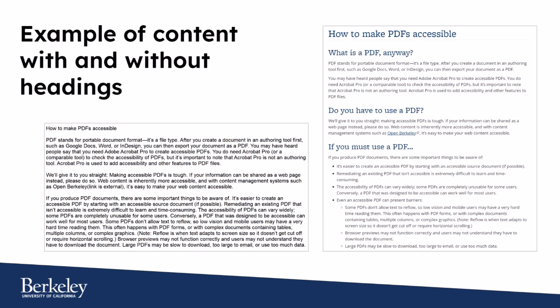Here are two examples of the same content which each describe PDF accessibility. On the left, we have a wall of text situation. The information is dense and users might have to read the entire thing to find the information they're looking for. Some users might just give up. On the right, the same content is broken up with meaningful headings that break up the information into digestible topics. This makes it easier for users to skim and find what they need.